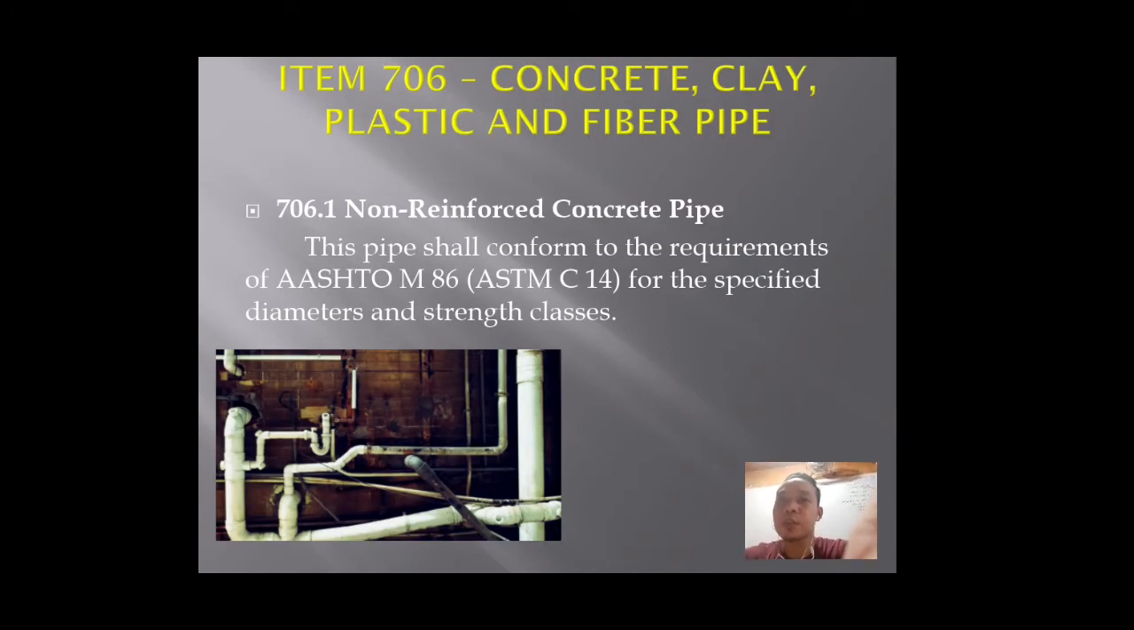In Item 706 about concrete, clay, plastic and fiber pipes, sub-item 706.1 is about non-reinforced concrete pipe. According to this book, this pipe shall conform to the requirements of AASHTO M86 for the specified diameter and strength classes. So when we do our plumbing, make sure that we conform to AASHTO M86, for us to know the standards or effective diameters and strength classes.